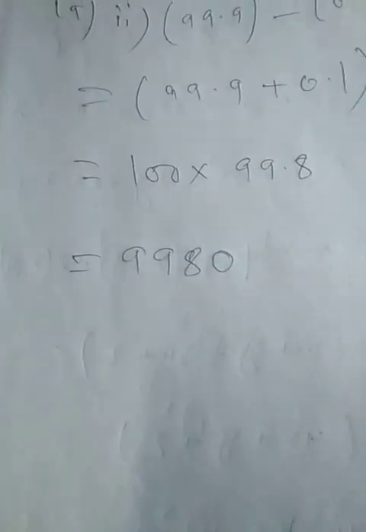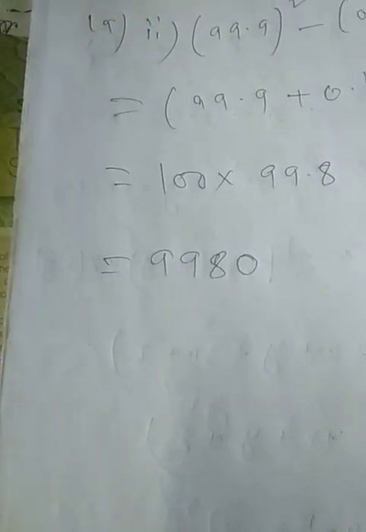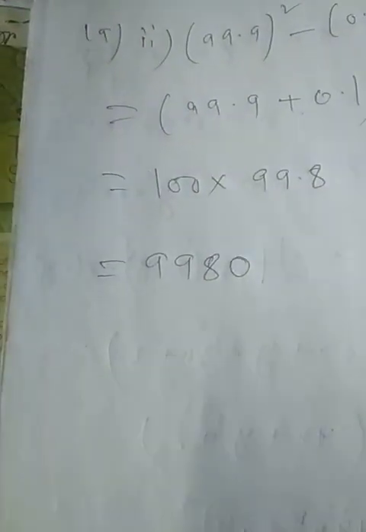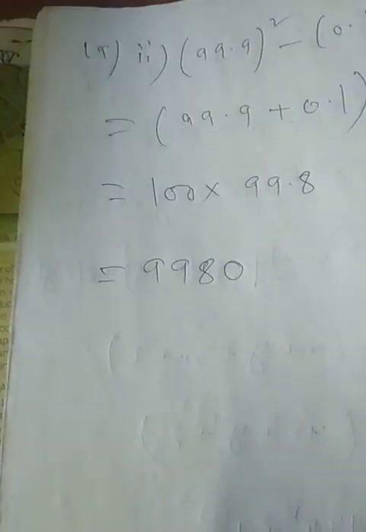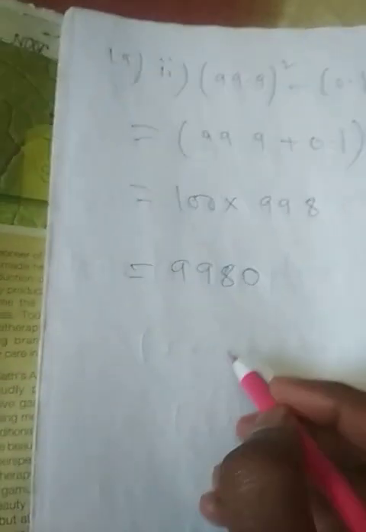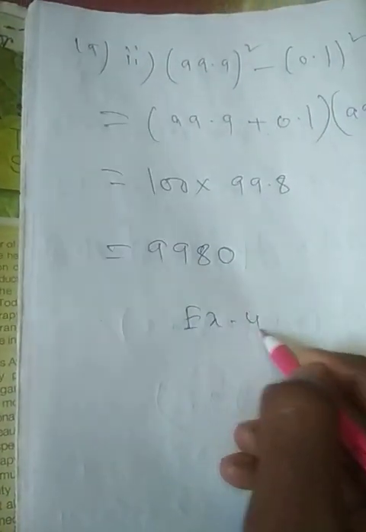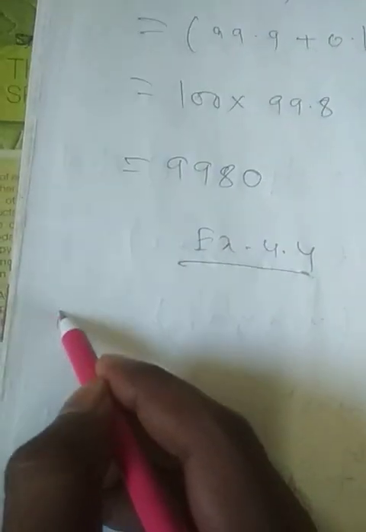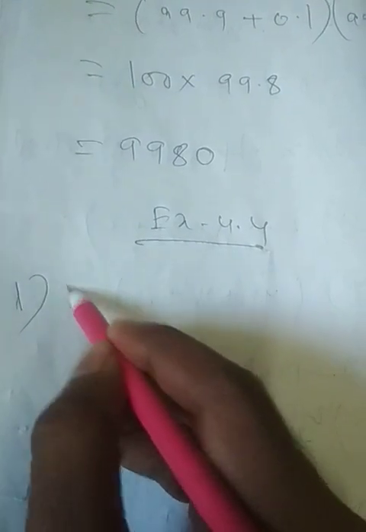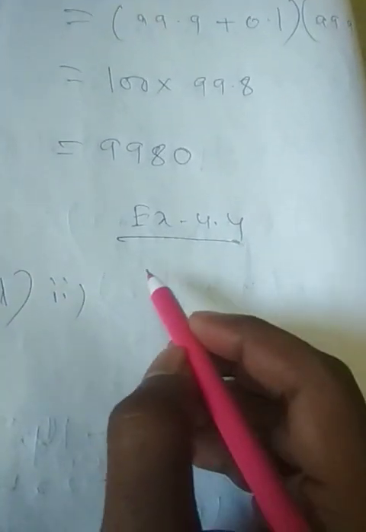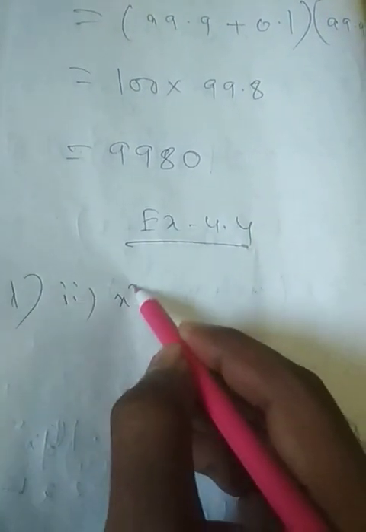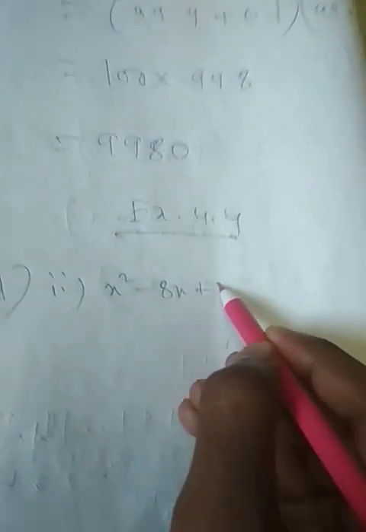Okay, next exercise I am going to solve some math from next exercise also. That is related to the middle term factor. Exercise 4.4. Like math number 1 I am solving. X square minus 8x plus 7.